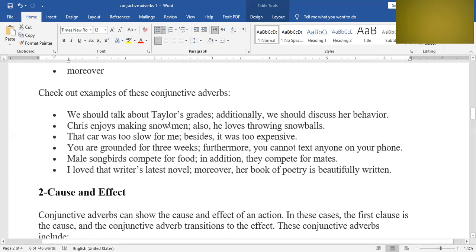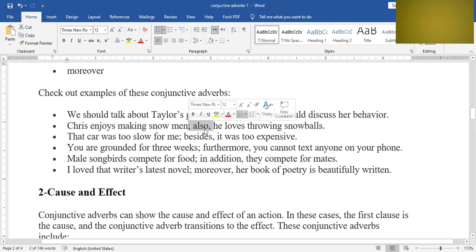Chris enjoys making snowmen; also, this is the conjunctive adverb, as you see, also. Before also we have a semicolon, and after also we have a comma. She loves making snowmen, and she loves throwing snowballs.